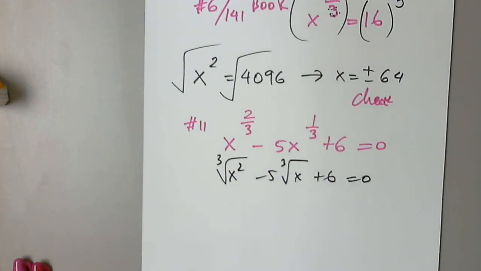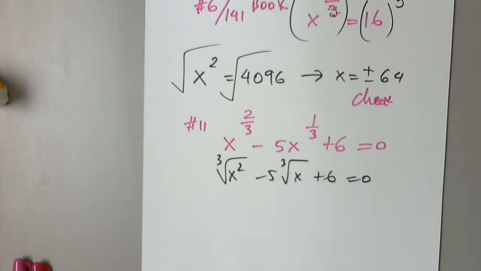Can you multiply both sides by x to the 3/2? No. If I do, this will become x, this will become the cube root of x squared, and this will become 6 times the cube root of x. I didn't accomplish anything.